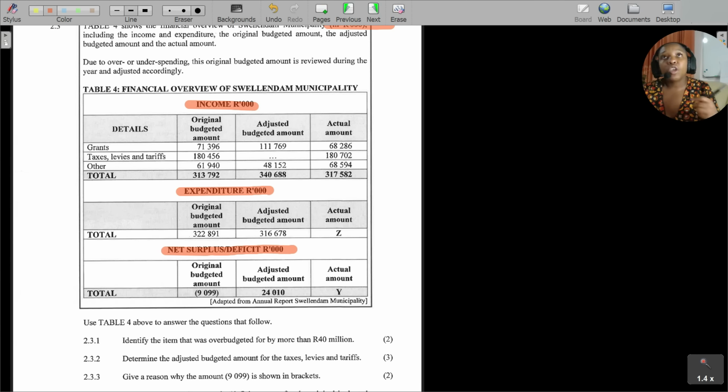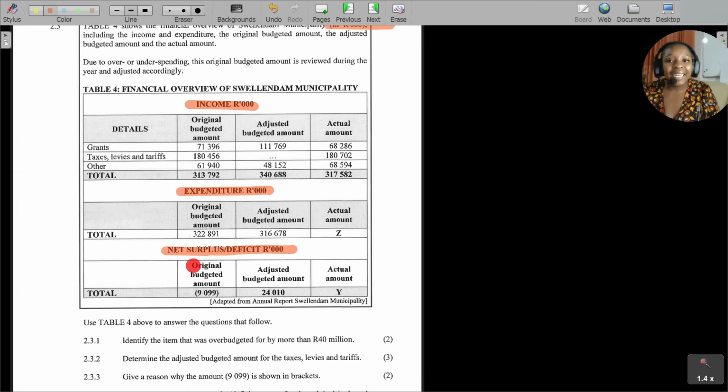When we're talking about a surplus of something, we mean you have more of something, more of money. Or when you're talking about a deficit, that means there's a shortage of this amount. So obviously, when you're looking at the deficit, there's going to be a negative amount there, meaning that we are short of this amount.